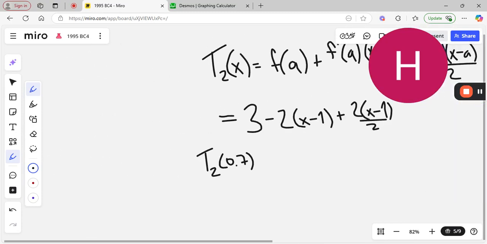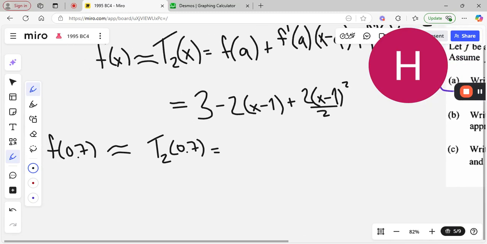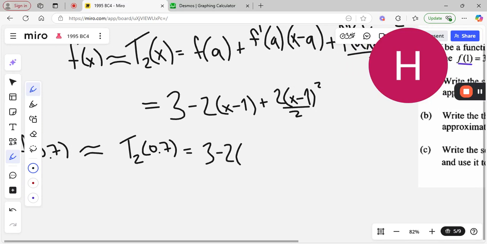Oh, so we can say f of 0.7 is approximately, because f of x is approximately this Taylor polynomial. Okay, good. So we have 3 minus 2 times 0.7 minus 1, that's going to be a negative, so we're going to have negative 0.3. And then also in this parentheses, we're going to have negative 0.3 squared over 2, so I'll cancel those now. All right, pretty straightforward.